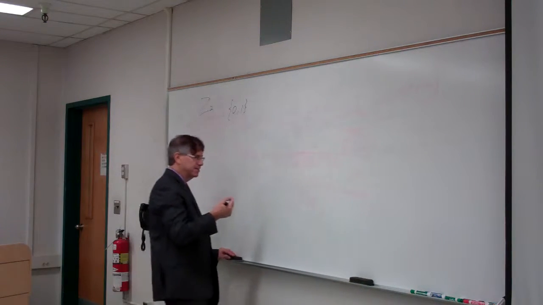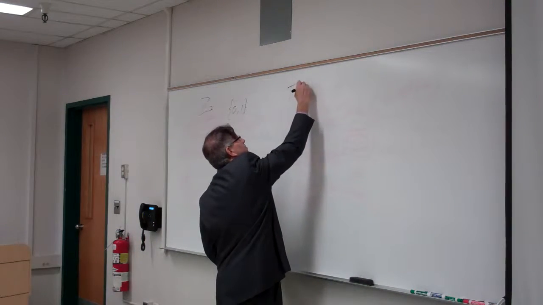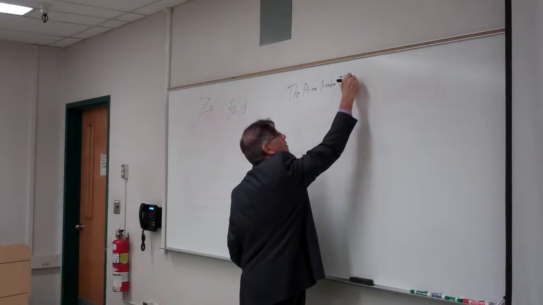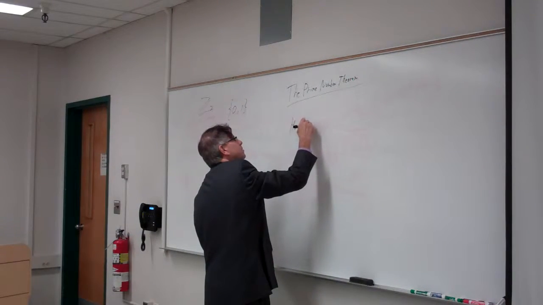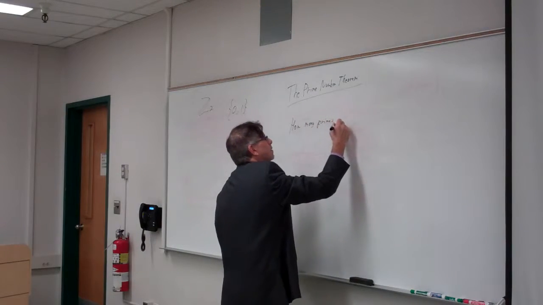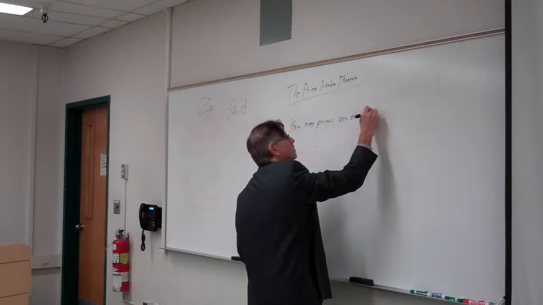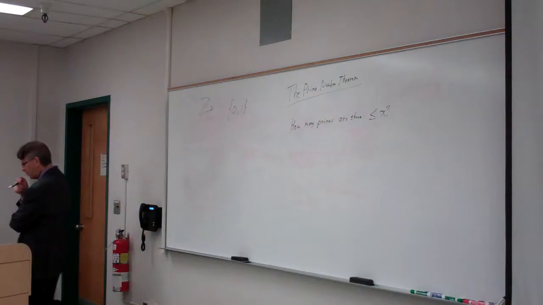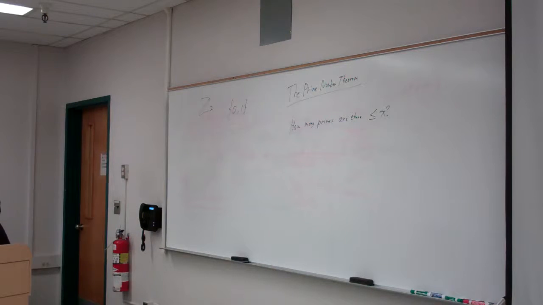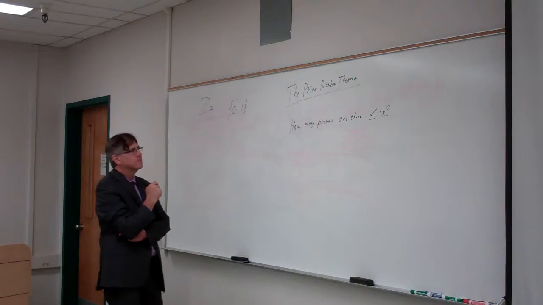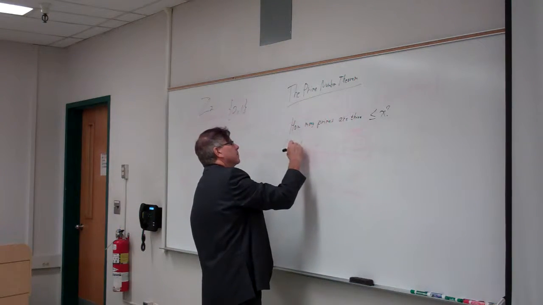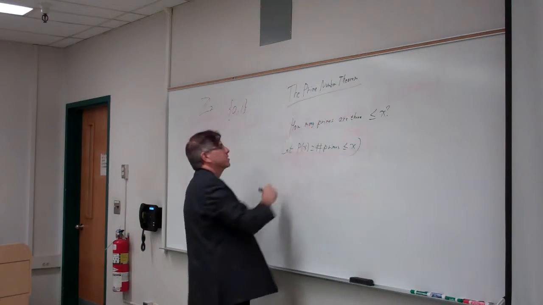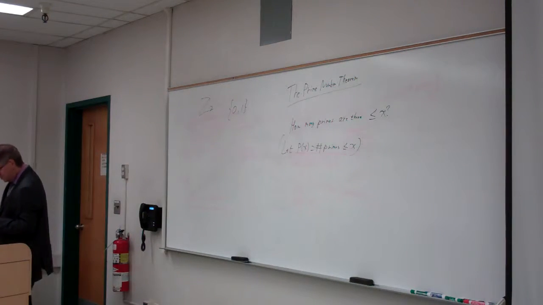Let me throw out another oddity, maybe to leave you with. This is called the prime number theorem. It's got to be good, right? So here's a question. How many primes are there less than or equal to some number x? So let's just say P of x means the number of primes less than or equal to x. What do you think P of x is equal to?